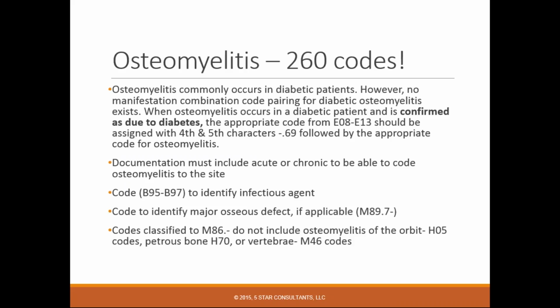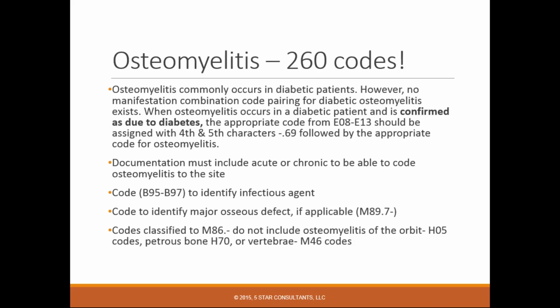Even though it commonly occurs in diabetic patients, there are no manifestation combination codes with diabetic osteomyelitis. So when it's confirmed that it's due to diabetes, that's when we put the E code first with the .69 and then the appropriate osteomyelitis. But there's no causal relationship that can be assumed. It has to be specified. You have to be able to include acute or chronic to be able to code osteomyelitis. And then you would code the B95 to 97 to say what infectious agent, like I showed you when we were there.